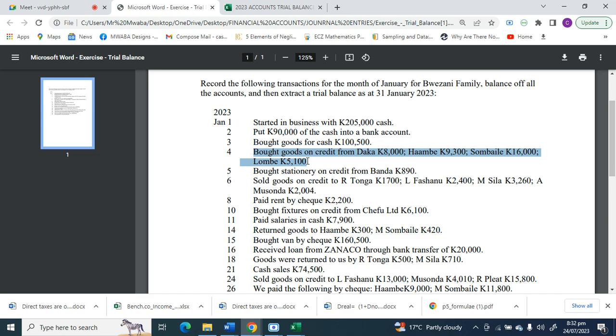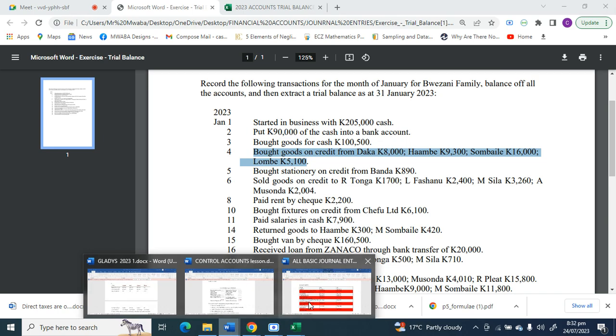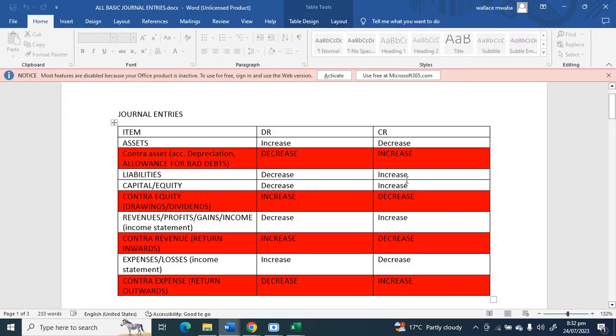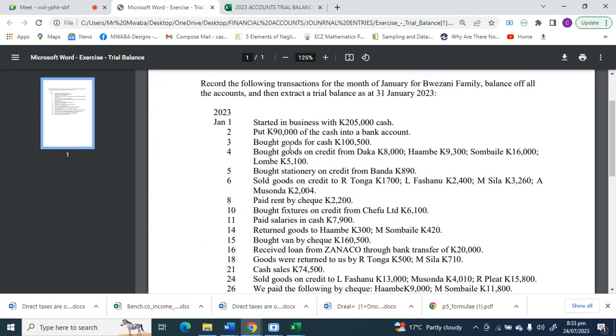Yes, you're correct. All these. That's correct. So according to the accruals concept of accounting, even though money hasn't been exchanged, you have to record transactions. So Dhaka, Hambe, Sombaile, and Lombe are now our payables. We're now owing them money.